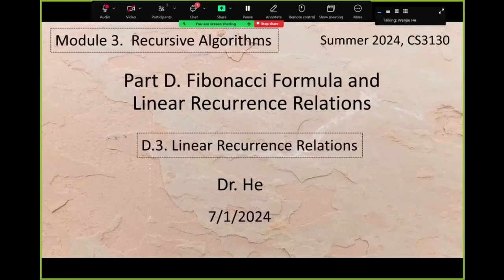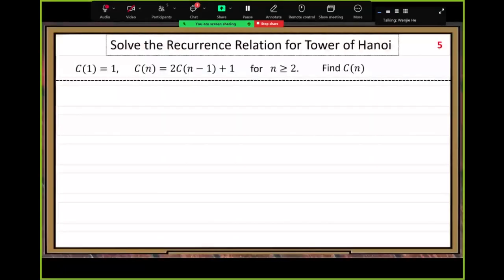Our last topic, D.3, linear recurrence relations. Actually, we want to solve linear recurrence relations. But we solve two types, first order and second order, these two. Higher order, too much work, so we only do two lower order cases. All right. The first one, now I want to go back to talk about our Tower of Hanoi problem.